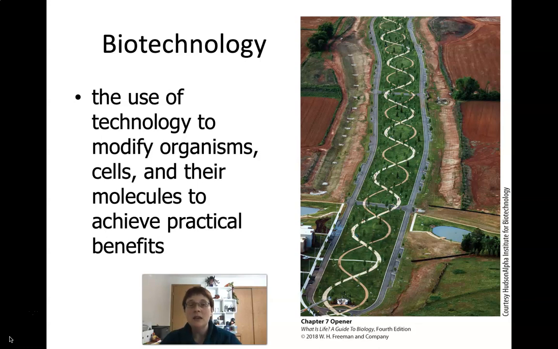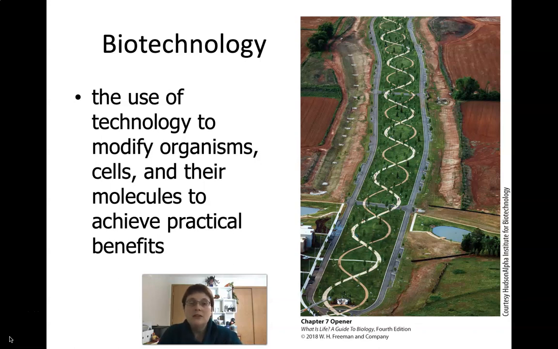So biotechnology is using technology to modify organisms, cells, and their molecules to achieve practical benefits of some sort. This can be anything from getting an organism to make a product like a medication for us, or improving crop yields or where a crop can grow, the nutrition of it, or even possibly in the future altering our own DNA to possibly cure a disease or something like that. So we're going to be looking at those different types of applications of biotechnology.